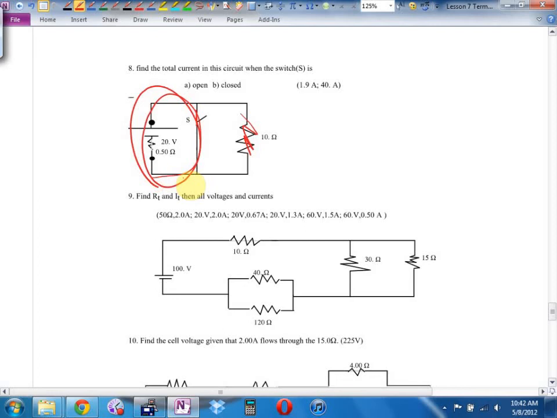So you know what your total resistance is with the switch closed? Not 10.5. Your total resistance is just 0.5 ohms. And your total voltage is still 20. It ends up being 20 divided by 0.5. The current shoots off to 40 amps, which is bad. This is going to get very hot very fast. This is a short circuit.